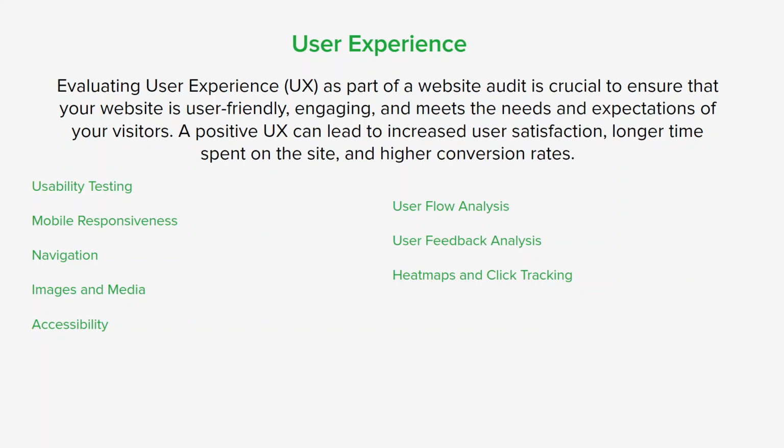Heat maps are also a really good way to see how users are interacting with your site. You can use heat map and click tracking tools to understand where users are clicking, scrolling, and interacting the most on your website. By thoroughly evaluating the user experience during a website audit, you can identify areas for improvement and make data-driven decisions to enhance user satisfaction and achieve your web goals.